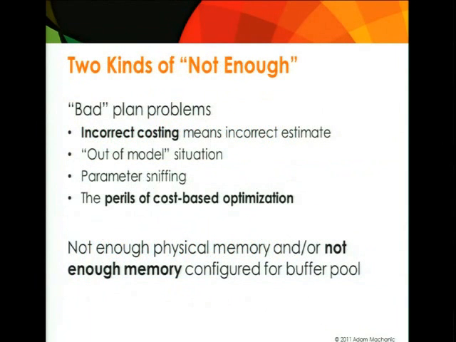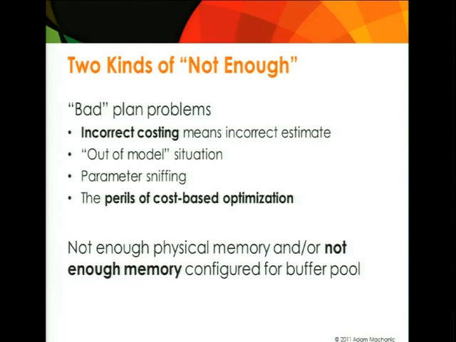So as far as not enough grant, we have two primary sets of problems. Incorrect costing, based on bad statistics or something along those lines, can create a bad estimate. We have something called the out-of-model scenario. Out-of-model is anything that we put into a query plan that the query optimizer isn't set up to handle properly. And there are several of these things, including various features in SQL Server that you might have used.